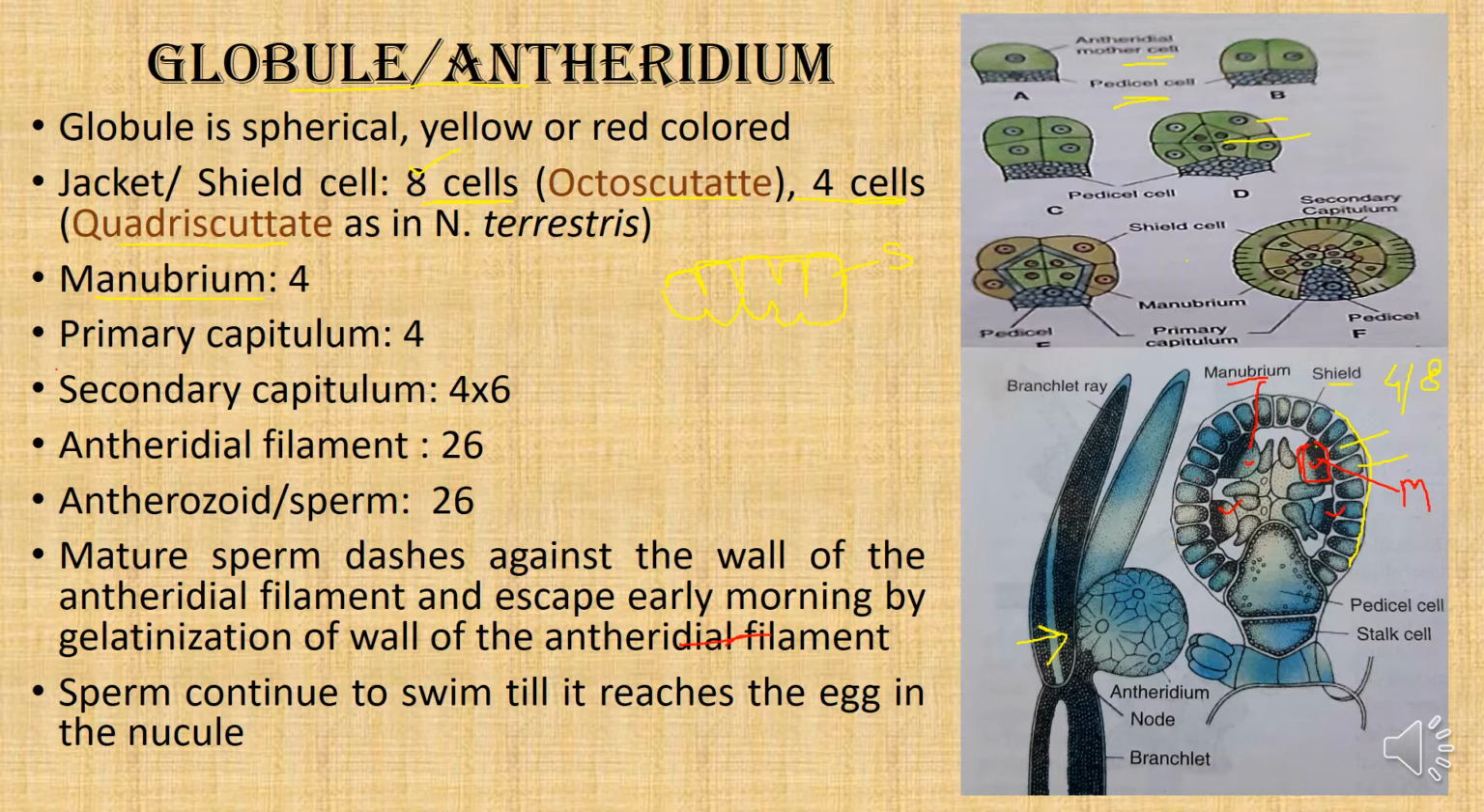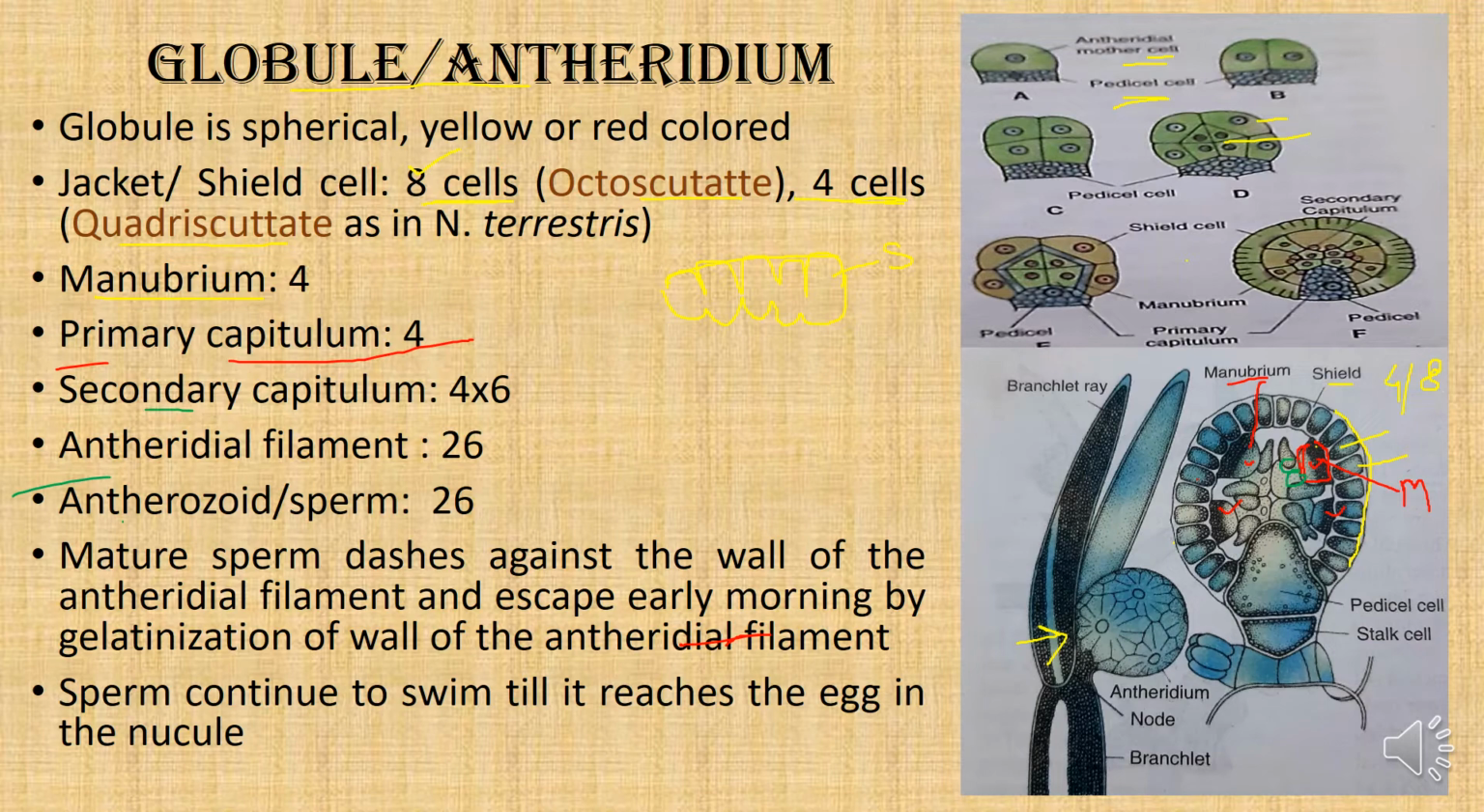After that, we have the primary capitulum. The primary capitulum is born next to the manubrium. Let me draw it in another color. These are the primary capitulum cells that I am drawing in green. Then after the primary capitulum, each manubrium has got a single capitulum.